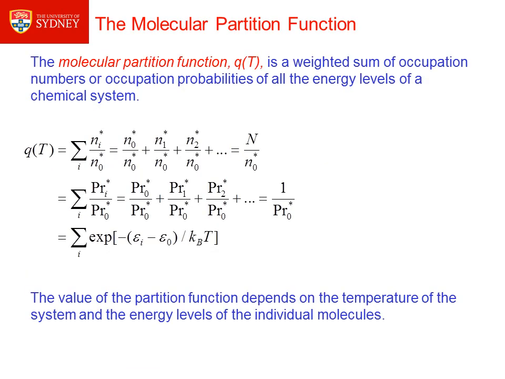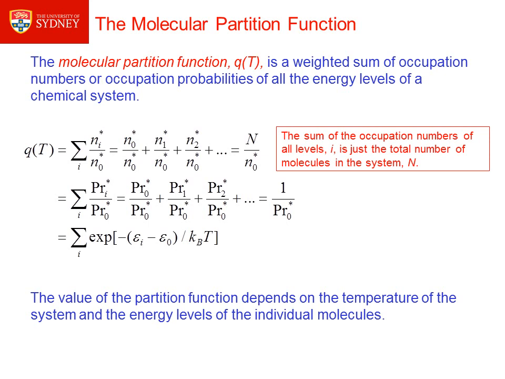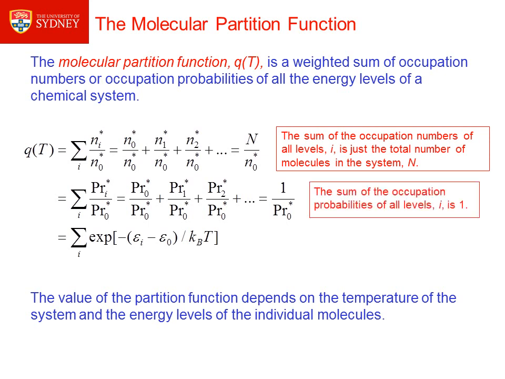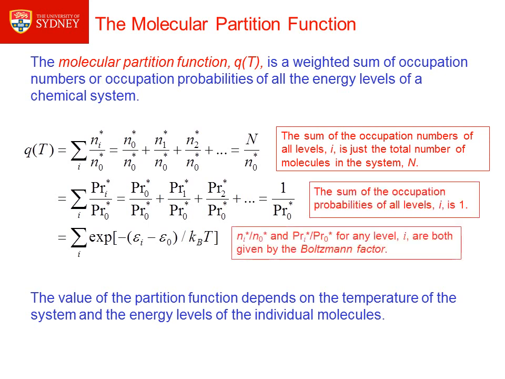Now the molecular partition function, sometimes called the sum over states. This is a weighted sum of occupation numbers, or of occupation probabilities, of all the energy levels, always relative to the lowest energy level or ground state. This can be expressed in summation notation using occupation numbers, occupation probabilities, or Boltzmann factors. Boltzmann factors are what we call the exponentials of the energy differences divided by kB times the absolute temperature.